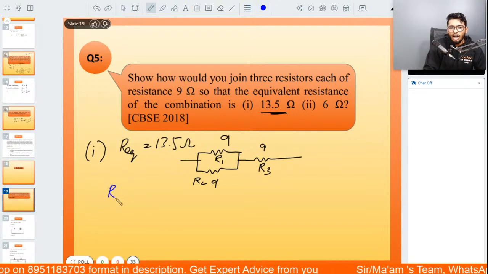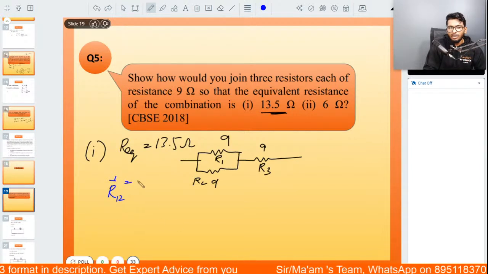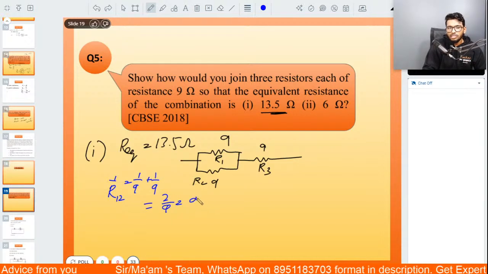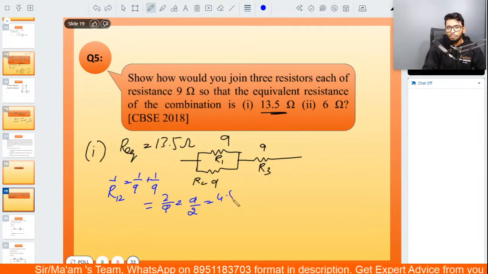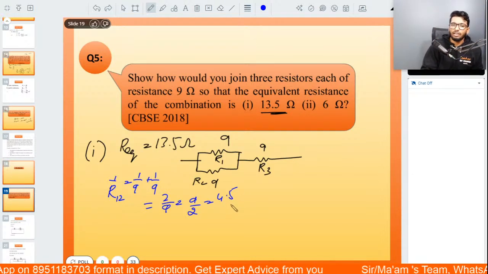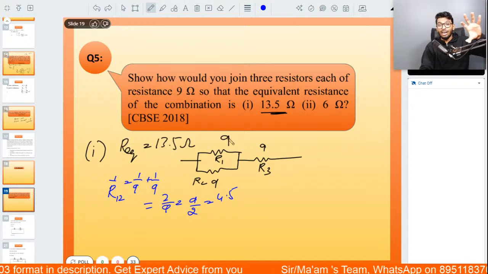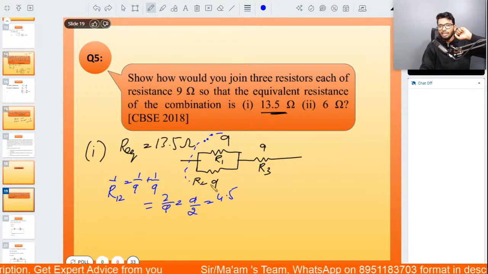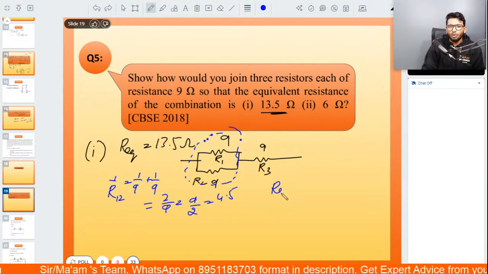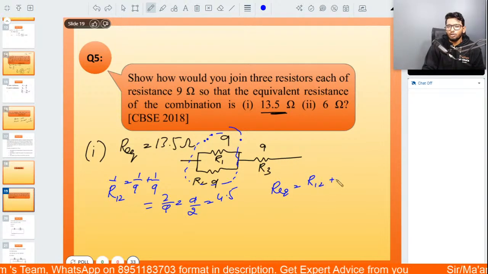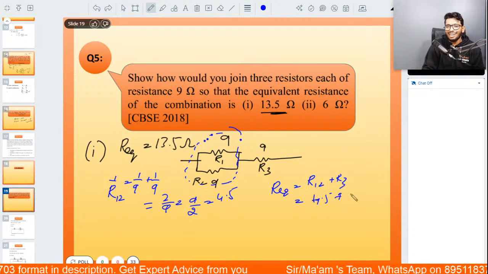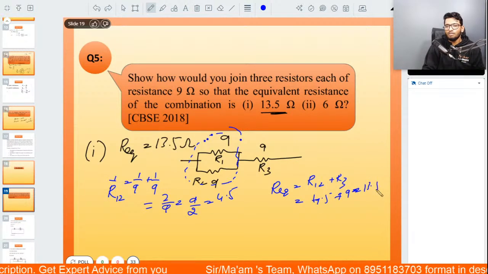So for R12, 1 by R12 is equal to 1 by 9 plus 1 by 9, which is equal to 2 by 9, so R12 is 9 by 2, which is 4.5. This is the equivalent resistance of the parallel pair, and the other one is connected in series. So the total R equivalent is R12 plus R3, which is 4.5 plus 9, giving you 13.5 ohms.